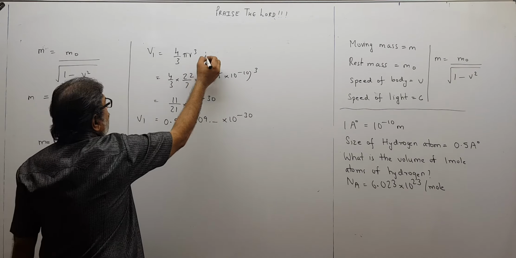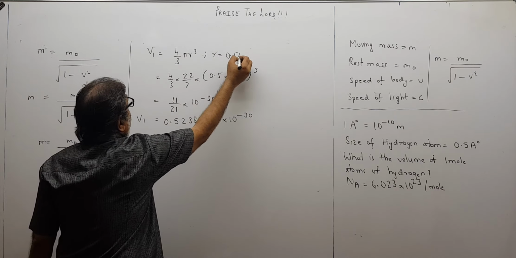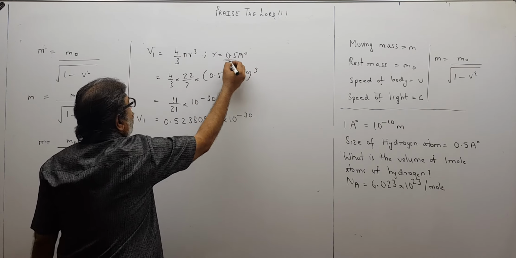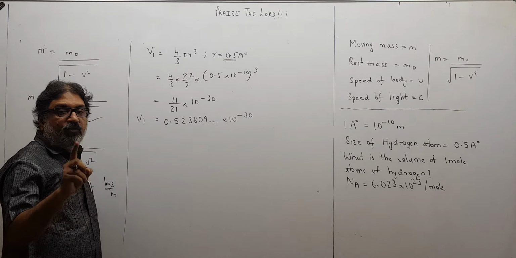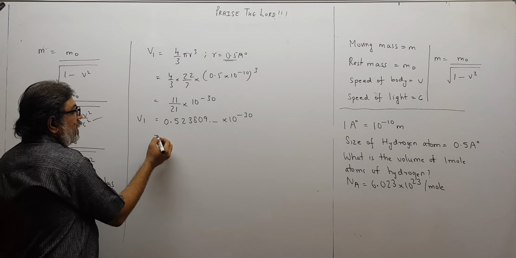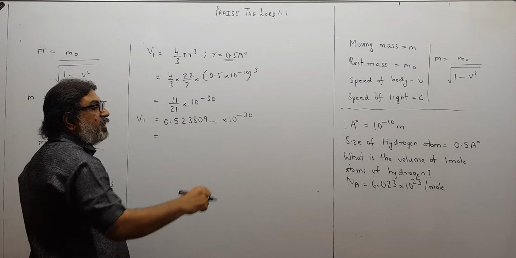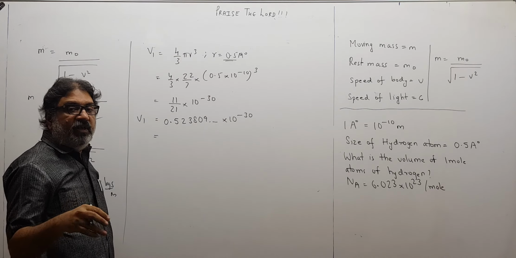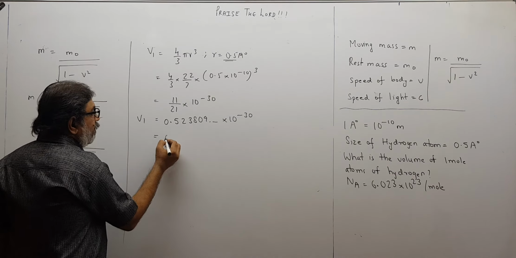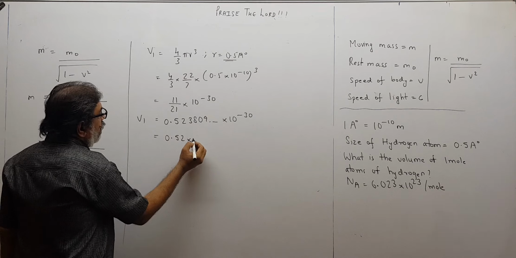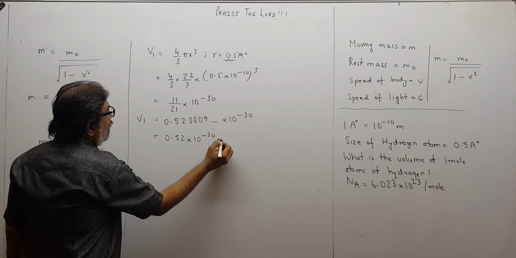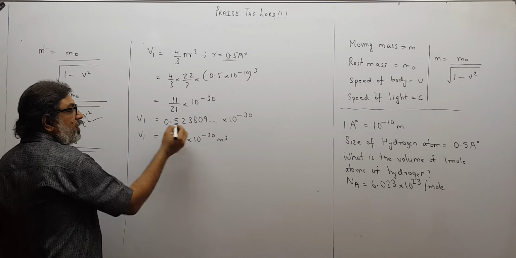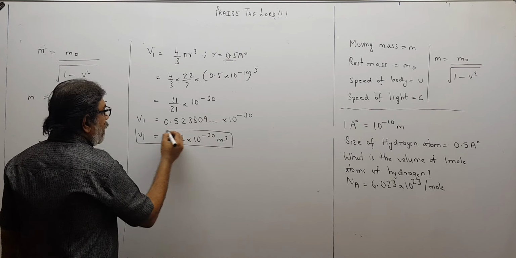Children, data I am given that radius is 0.5 angstrom. So I am given only one significant digit and precision up to 1 decimal. So because there is only one significant digit, as per intermediate rule, I will give two significant digits. So I keep my answer as 0.52 into 10 raised to minus 30 meter cube. That is V1. By rounding off, I give as V1.